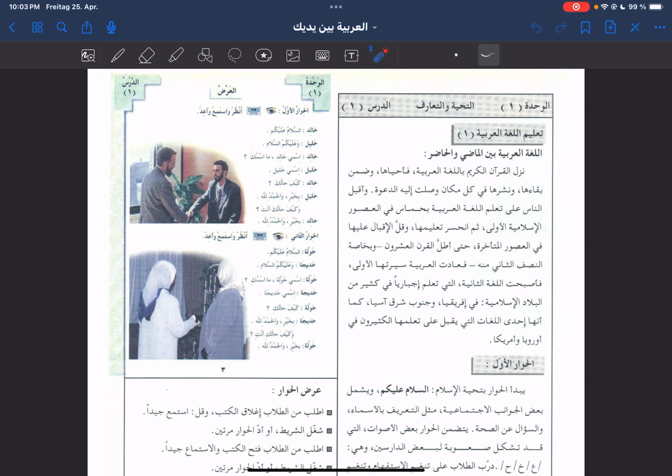I'm using this book because it's a practical way of introducing Arabic to foreign students. So without further ado, let's get started.